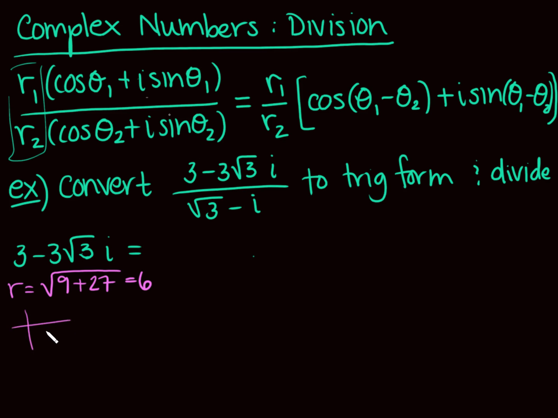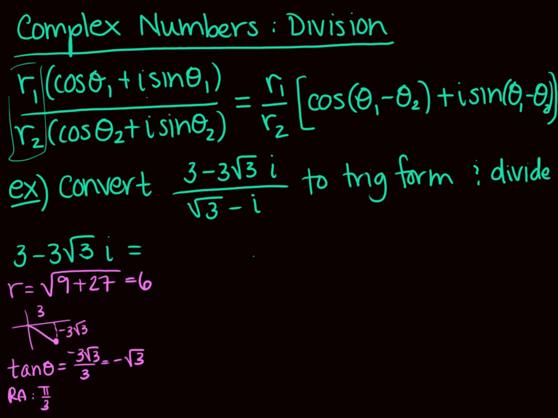So I know it's in the fourth quadrant. This is not to scale, but I know this is 3, this is negative 3 root 3. If I take the tangent of this, I would take y over x, so that would be negative 3 root 3 over 3, which is a negative root 3. So let's think about this for a minute. So my reference angle then, what angle when I take the tangent of it gives me root 3? That would be pi over 3.